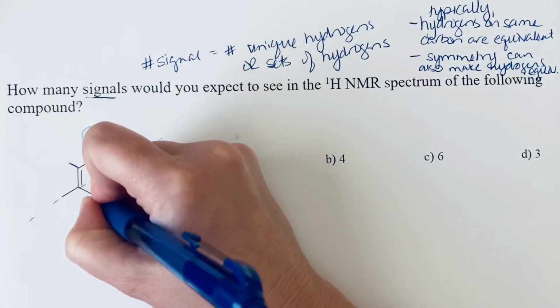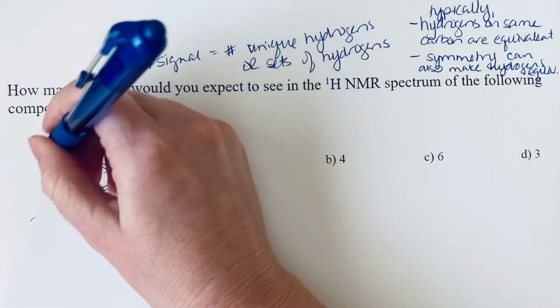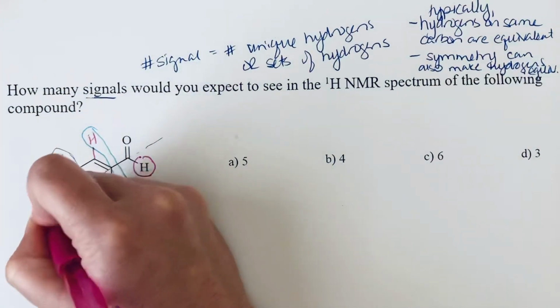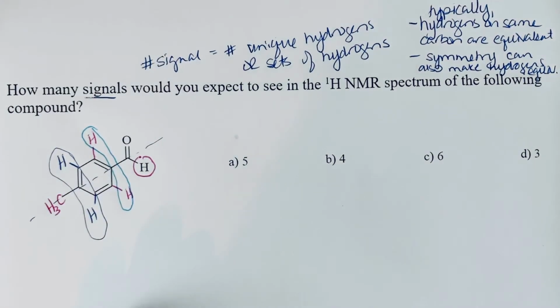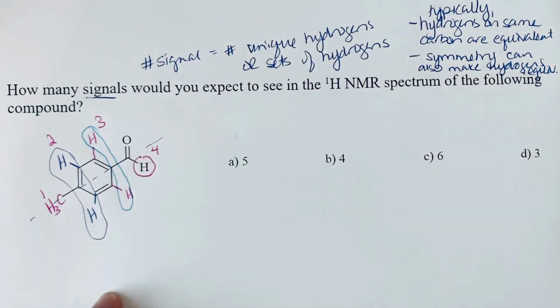Here next on either side of the methyl group, those two hydrogens are also equivalent. So these would be equivalent. And then finally that methyl group would be another set of hydrogens. So we would have 1, 2, 3, 4 signals in the proton NMR spectrum for this molecule.